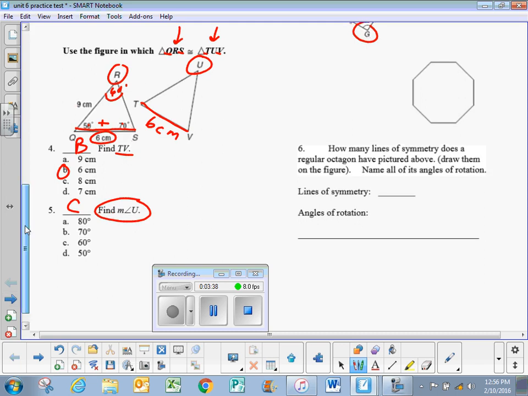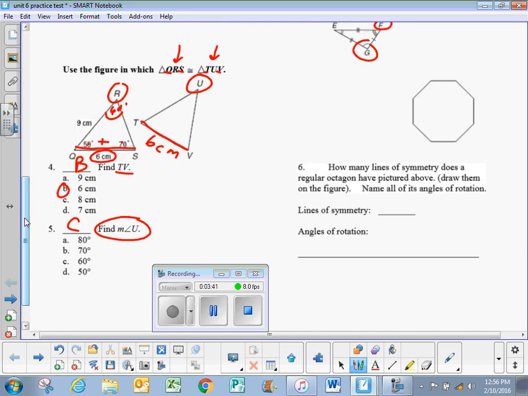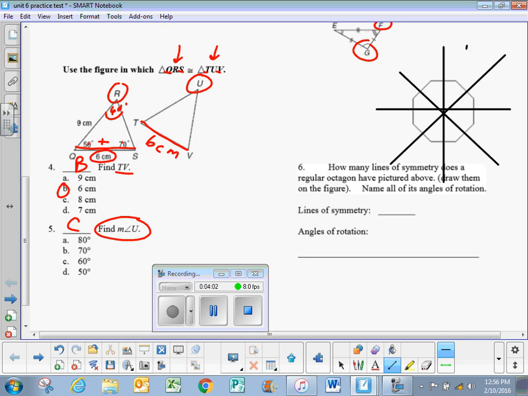Okay? And number 6, it asks you to draw the lines of reflection, or the lines of symmetry. So the first thing we're going to do is draw those lines of symmetry. How many were there, guys? 8. Nico says 8. What do you guys think? 1, 2, 3, 4, 5, 6, 7, 8. There are 8. Way to be clutch there, Nico. Okay? There are 8 lines of symmetry.